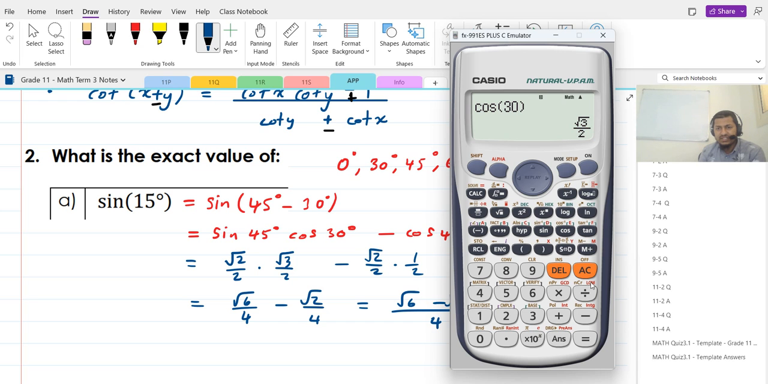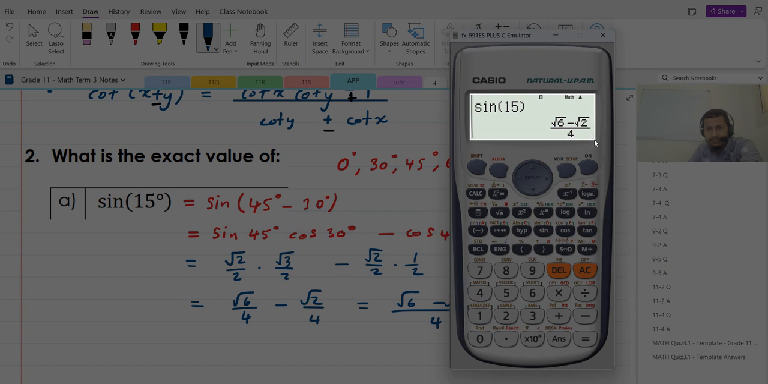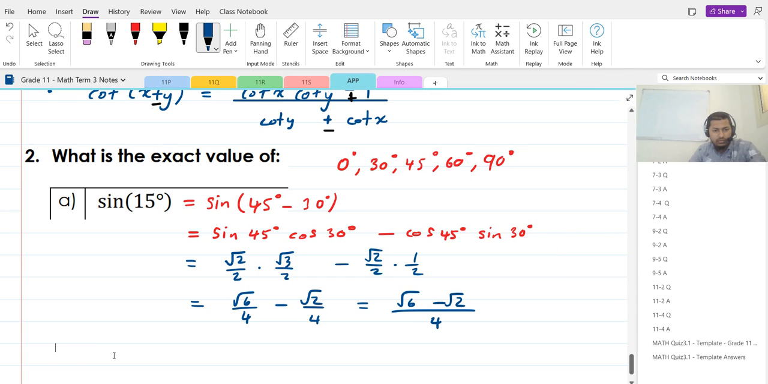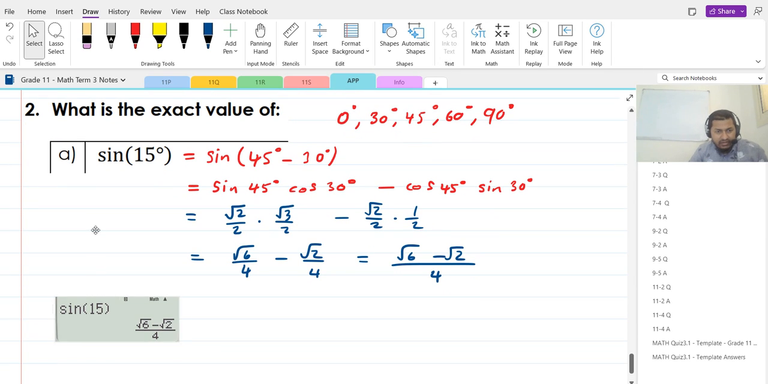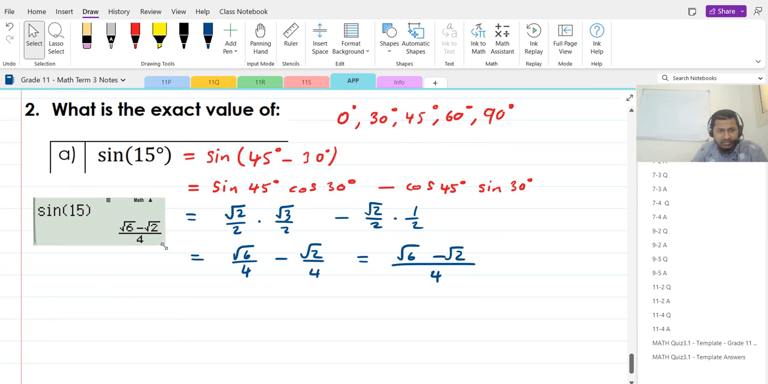If we type sine 15 on the calculator, just for verification, remember, if the question is written, you've got to show all your working right until the last stage, and in that form. If it's multiple choice, you know what to do, right? So sine 15, we're just verifying that the answer is correct. Sine 15 is basically root 6 minus root 2 all over 4. Right, so I do have that answer there. Make sure your calculator is in D mode, right? The D mode, degree mode.